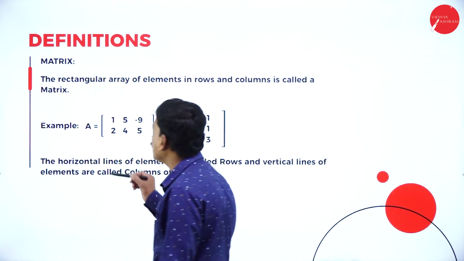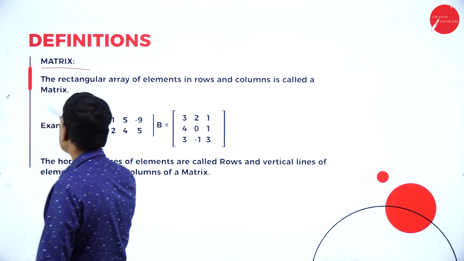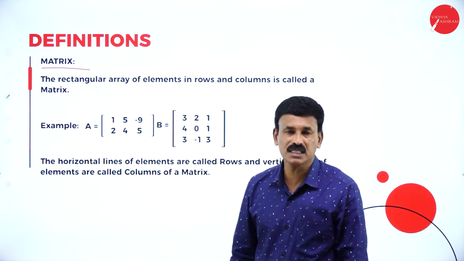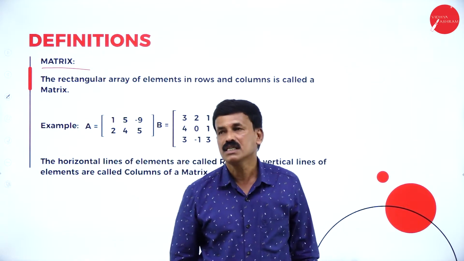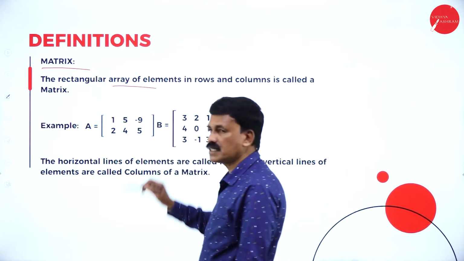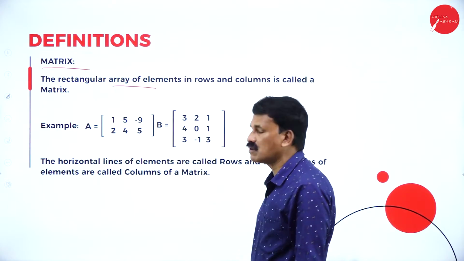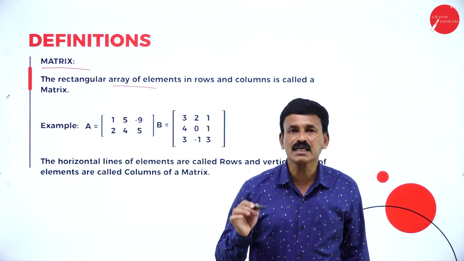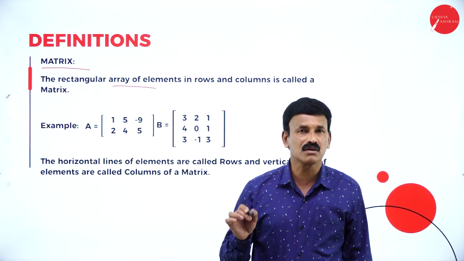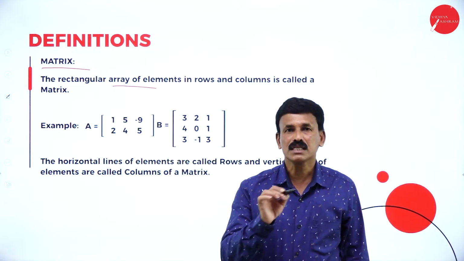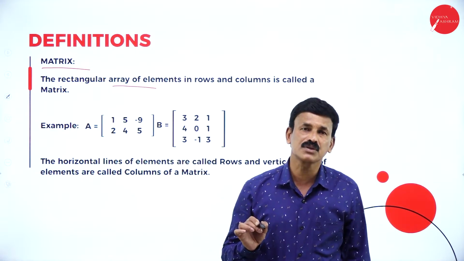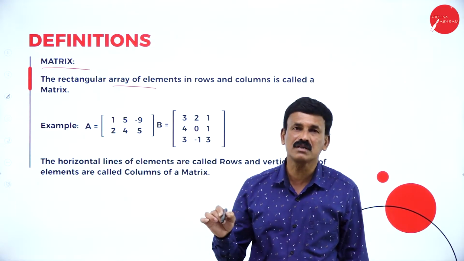Now, let us come to the definition. A matrix is nothing but the rectangular arrangement of elements. A matrix is a rectangular arrangement of elements in rows and columns. The rectangular arrangement of elements in rows and columns is called a matrix. The horizontal lines are called the rows and the vertical lines are called the columns.